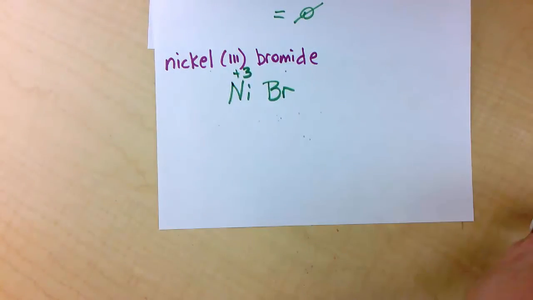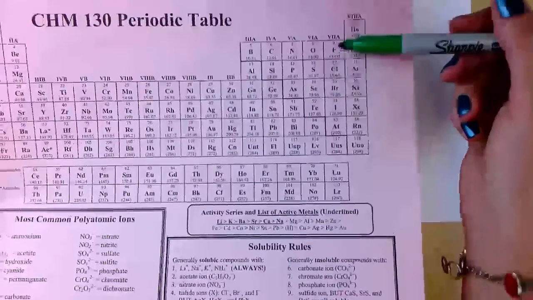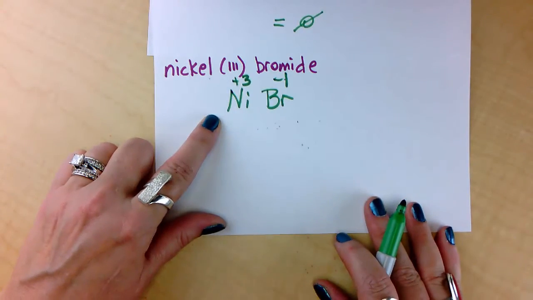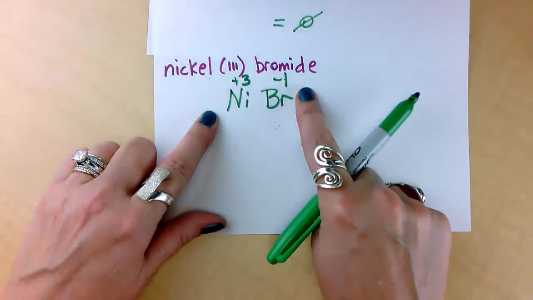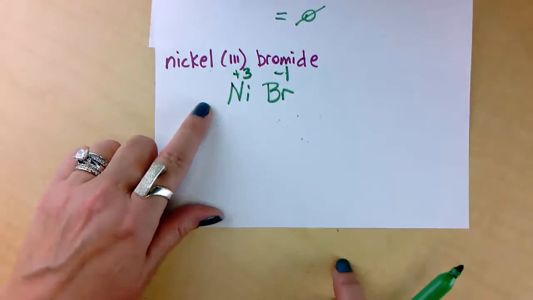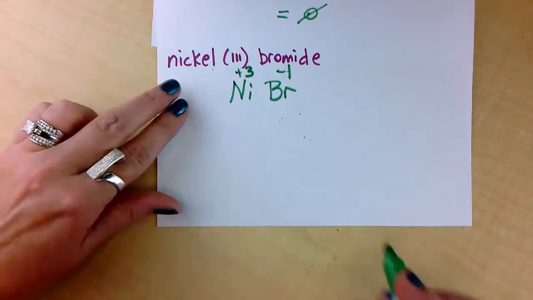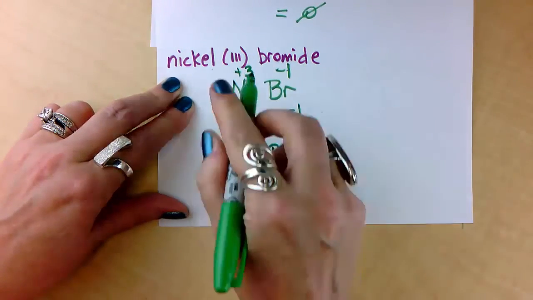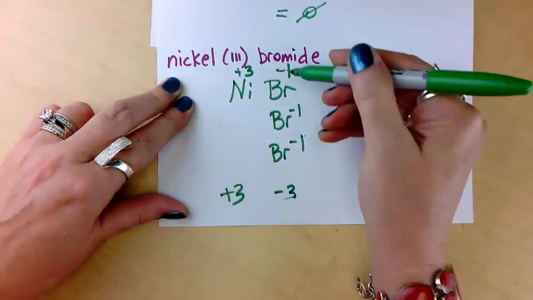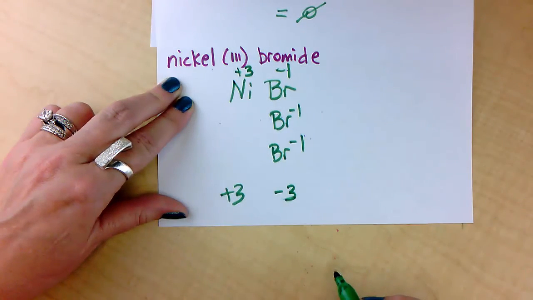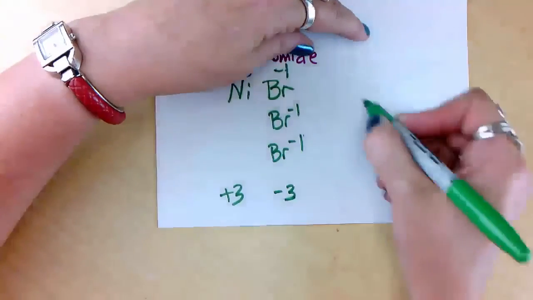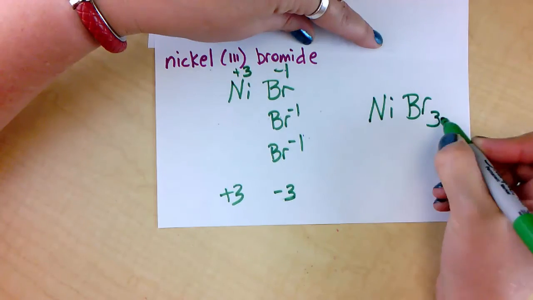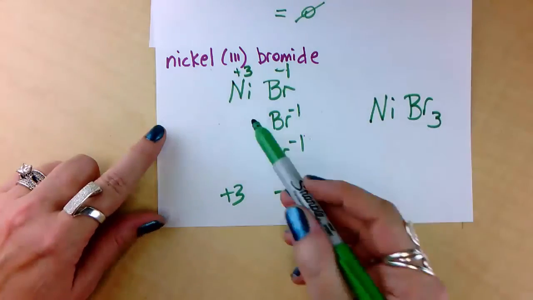What's the charge on Br? Br is a halogen. It's -1. Ni is +3. Br is -1. How can I make this add up to 0? What do I need more of? You're right if you said I need 2 more Brs. Now I have +3 from 1 nickel, but I have -3 from 3 bromines. That equals 0. So the formula is Ni, just one of them, and then Br3. NiBr3. 3 Brs for 1 nickel.